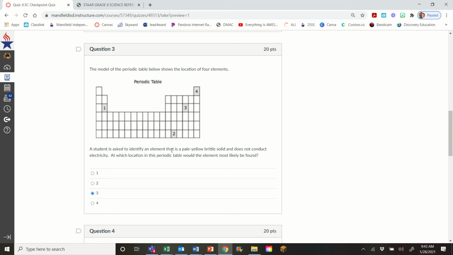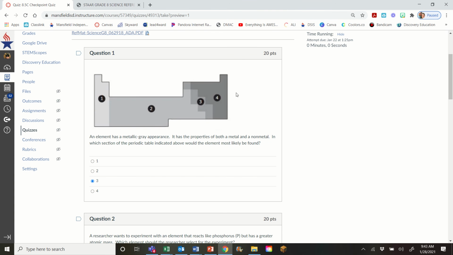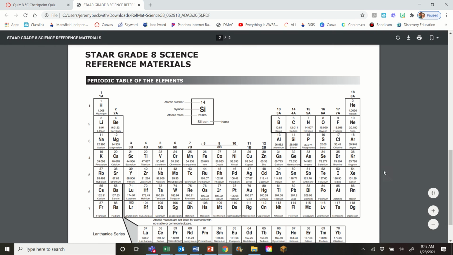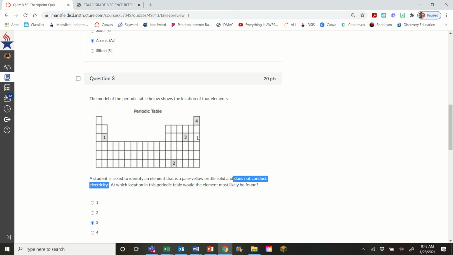Since we're talking about properties, and specifically when we see the words brittle and the phrase does not conduct electricity, we know we're talking about the properties of metals, nonmetals, and metalloids. So if it's brittle and does not conduct electricity, then it is a nonmetal. And as we talked about up here in question number 1, our nonmetals are in section number 4, and if we look at our table, they're over here in the upper right part of the table. So the thing that could be tricky on this is that there's 2.